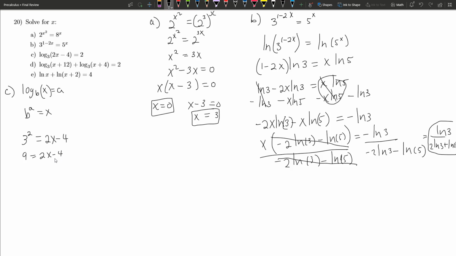So that's 9 is equal to 2x minus 4. We want the x by itself, so add 4 on both sides. You get 2x is equal to 13. Divide by 2 on both sides. x is equal to 13 over 2.